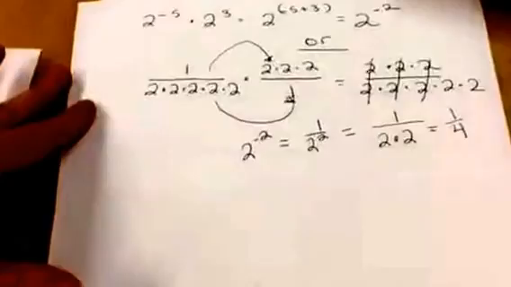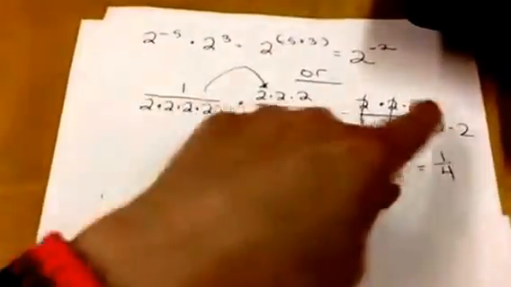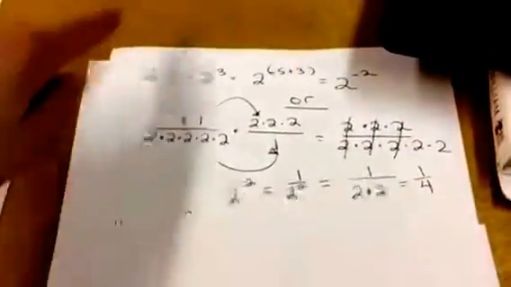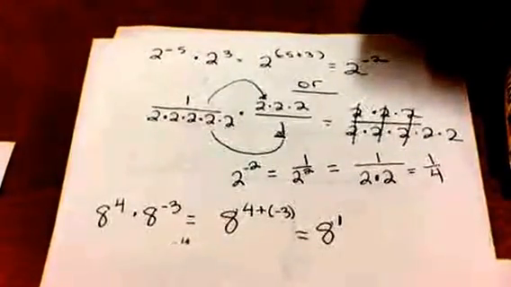I know that this is a lot, but this is kind of what you guys need to be getting used to. Not necessarily this, but the idea that all of these things are equal. We're just manipulating them and rewriting them into different forms. Okay, let's look at another example here.